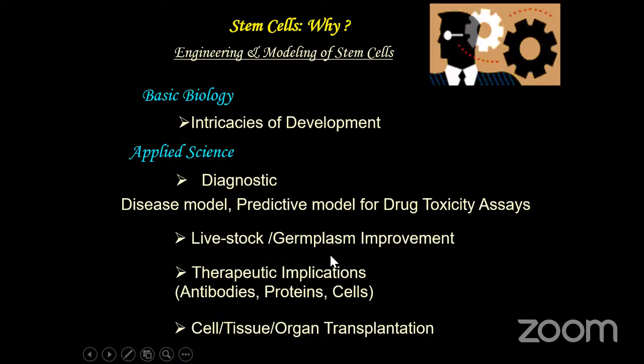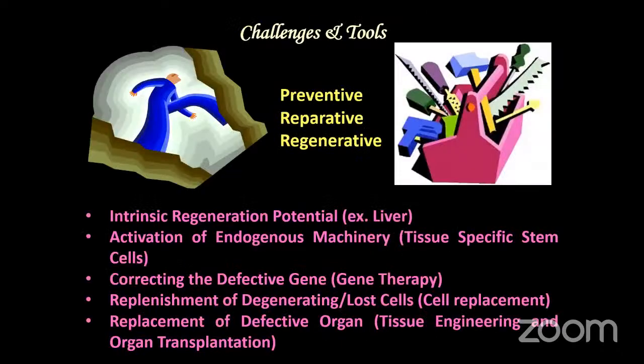And as we know in the veterinary industry, livestock and plant improvement, one can also generate those. And therapeutic implication, that is in the medicine field or the clinic, one can get therapeutic antibodies, proteins, even cells for cell replacement. And finally, the cells, tissue or organ for transplantation. So that will have major implications in the clinic. I'll just go one by one. So what way can one think of? It can be either preventive, reparative or regenerative.